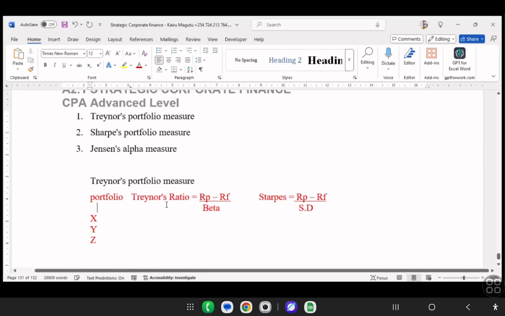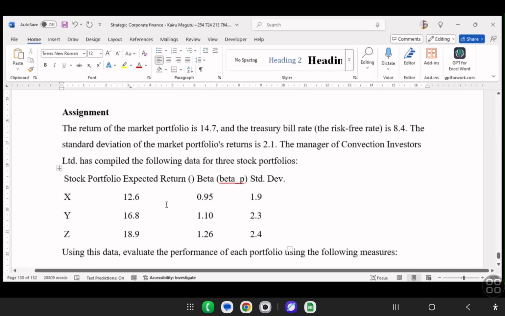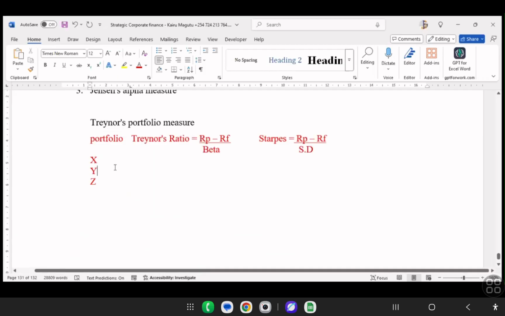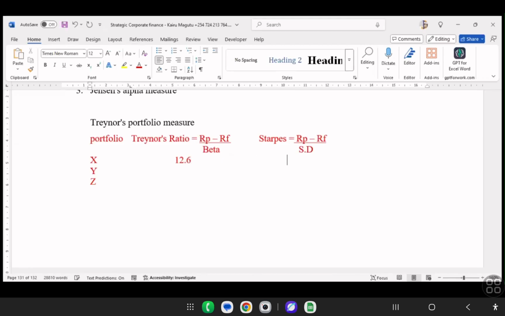We have the return of the portfolio, 12.6, 12.6, 12.6, 16.8.